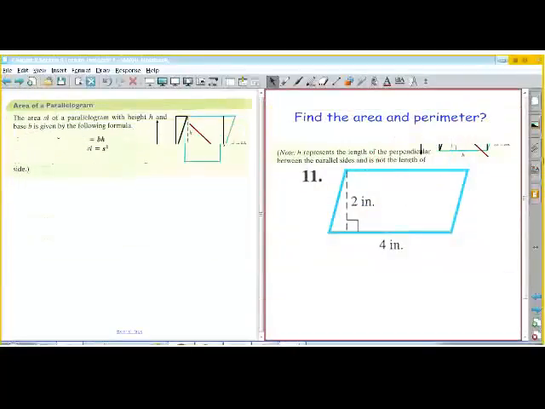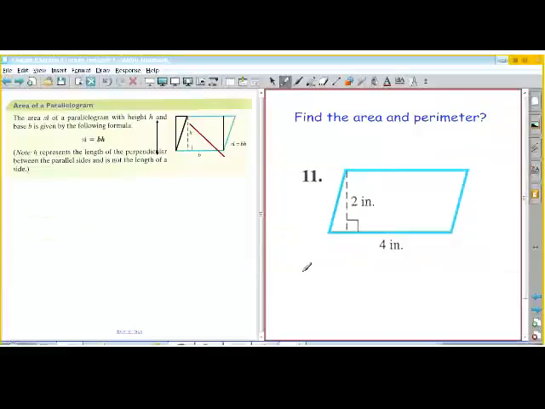So again, here's a problem. It's just a simple, trivial calculation. And actually, we cannot calculate the perimeter. So we can only calculate the area for this problem. They don't give you enough information to figure out what the length of this side is. So the area of a parallelogram is the base times the height. In this case, the base is 4 inches. The height is 2 inches. Therefore, the answer is 8 inches squared.